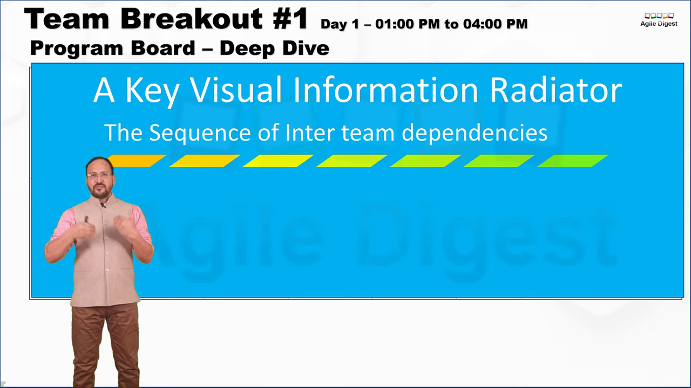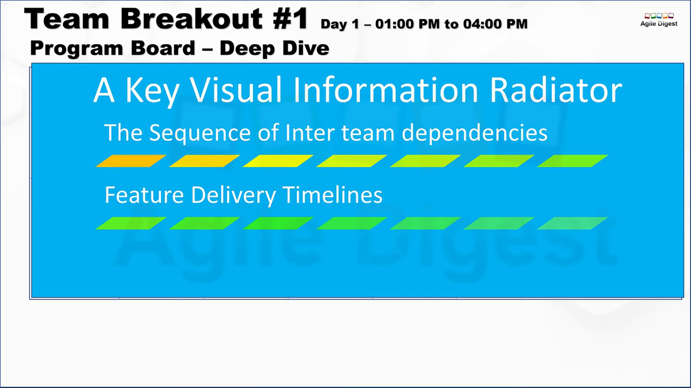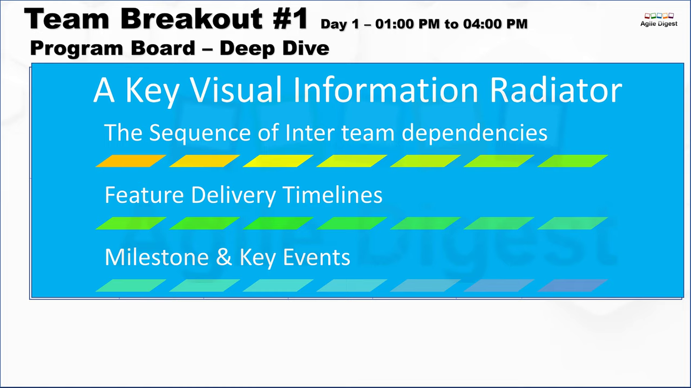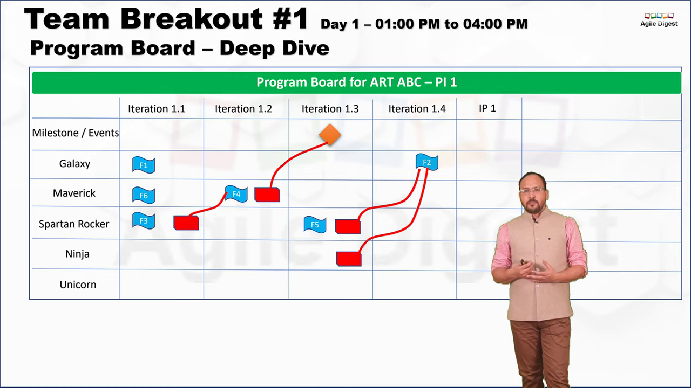Feature label timelines, when which feature will be completing, those timelines also visualize, and milestones and key events also show along with it. There are a few other pieces of information you can get from your program board. Okay, let's take a deep dive on our program board once again.